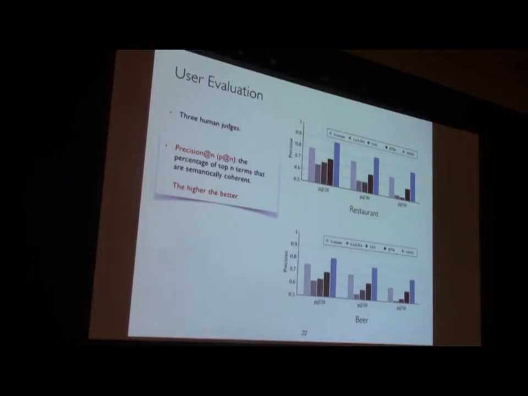Basically, this metric indicates the percentage of top n terms that are semantically coherent. The higher, the better. These two figures here show the average precision at top 20, 30, 50 terms for each dataset. As you can see, our model is able to outperform all baseline methods by large margins.